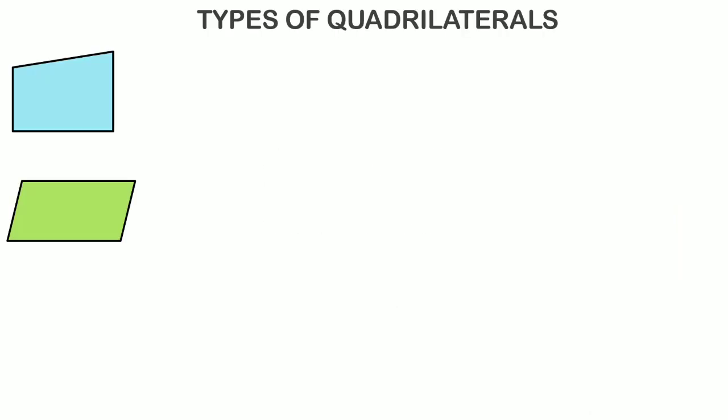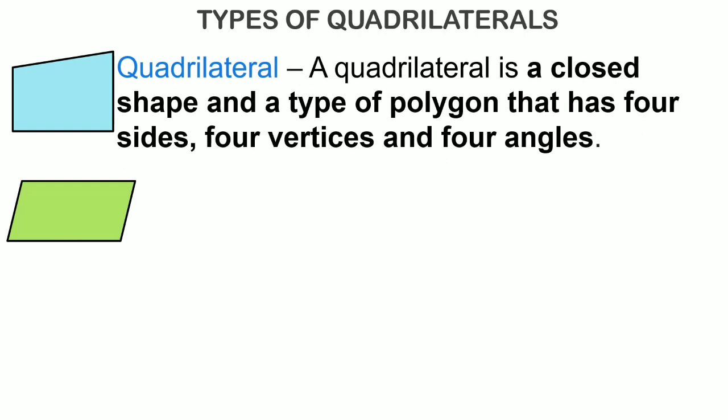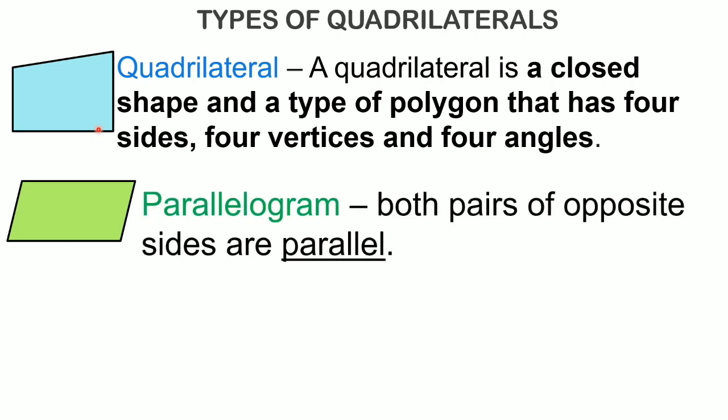So, types of quadrilaterals. First, let's have quadrilateral first. Ano nga ba yung ibig sabihin ng quadrilaterals? So quadrilaterals are a closed shape and a type of polygon that has 4 sides, 4 vertices and 4 angles. Isa daw siyang closed shape. Wala kang nakikita na open siya. So it is a closed type of polygon that has 4 sides. 1, 2, 3, 4 sides. And 4 vertices. Vertex, vertex, and angle dito. So let's have the first type of quadrilateral.